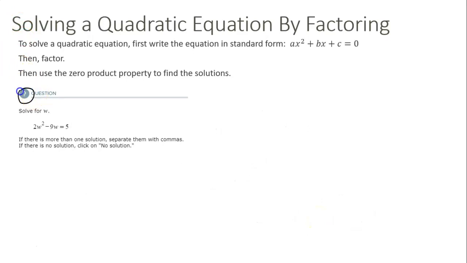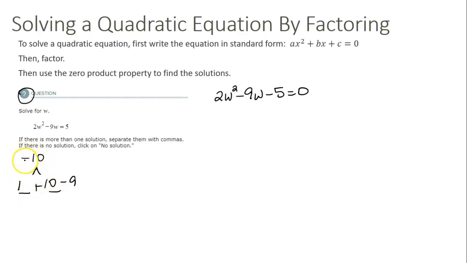You pause the video and try this one on your own. All right, you should have written this as 2w squared minus 9w, and then you should have subtracted 5 from each side to make 0. We're looking for two numbers that multiply to be negative 10 but add to be negative 9. Some version of 1 and 10 should do it.